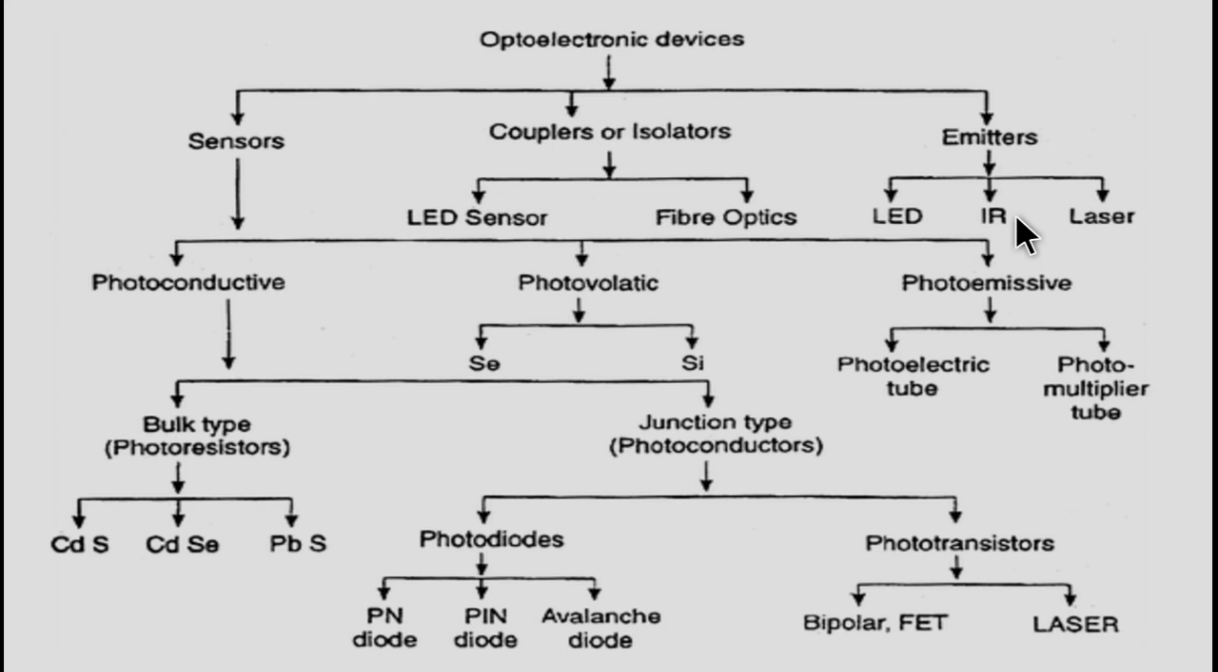And then we have the emitters, which means they emit light. That is another category. By injecting the charge carrier, we can then emit the light. The recombination process takes place. The classic example is the LED. This is also a device which emits infrared radiation, and the laser.